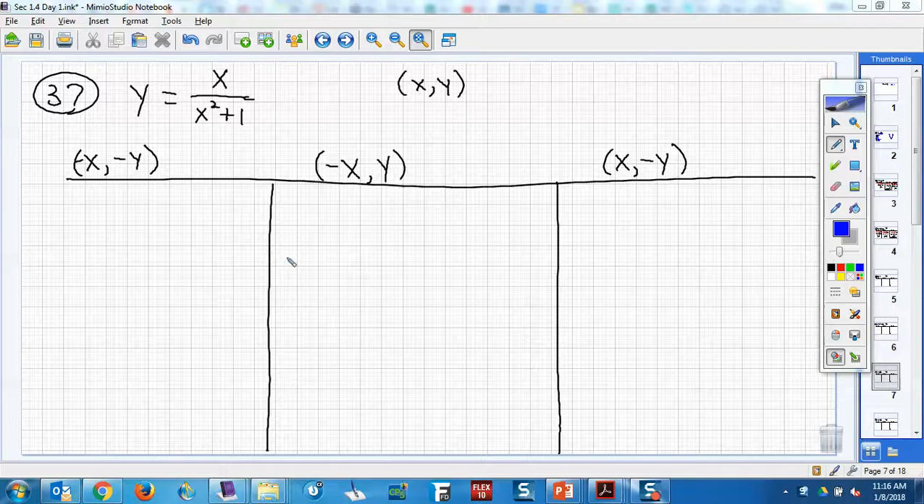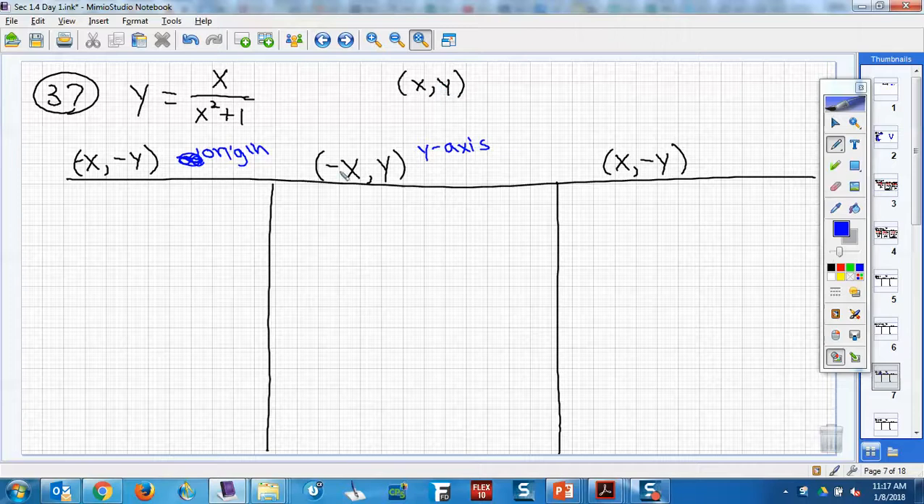All right, so on 37 we have this. So I kind of did this. You don't have to do it that way, but this is basically the idea that if it's going to be an odd function or have origin symmetry, then when you put x, y in, the original equation should be the same as if you put negative x and negative y in. Okay? If you put this in, then that's going to be your y-axis symmetry.